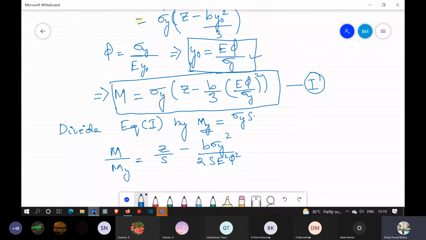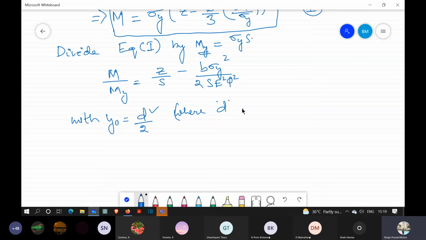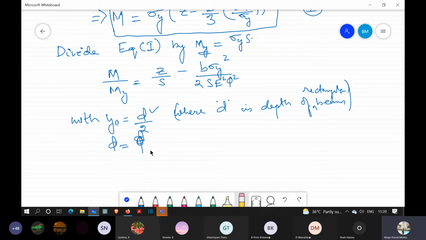Right? Now with y0 equals d by 2, where d is the depth of the rectangular beam, and phi equals phi y, that is, the curvature at yield, and Z equals b d square divided by 4, S equals b d square divided by 6.